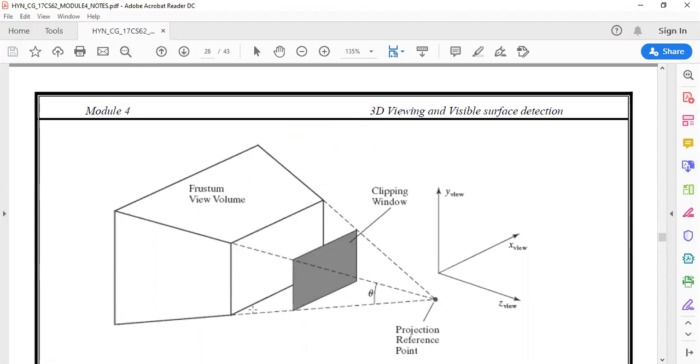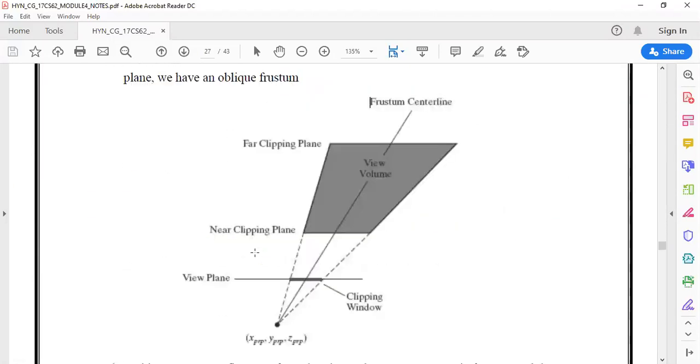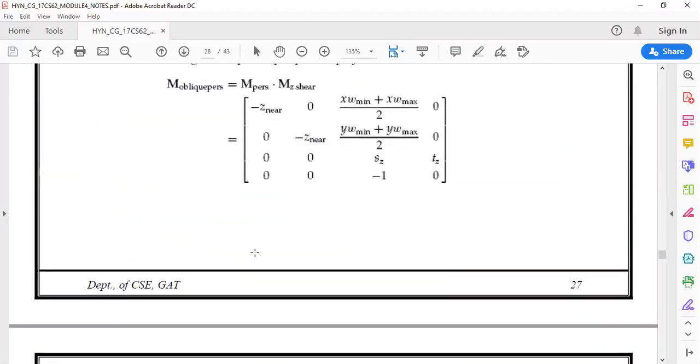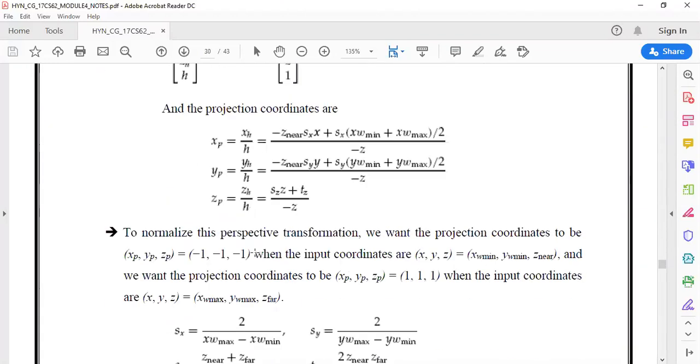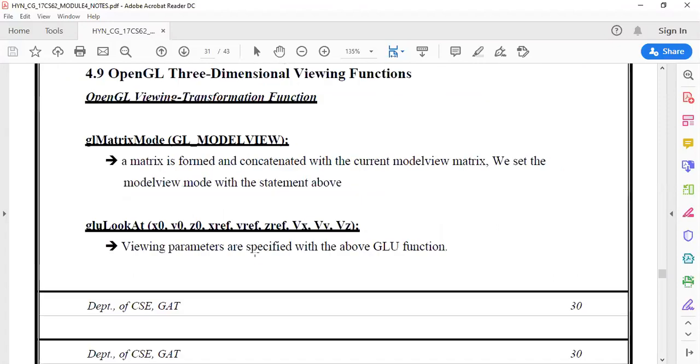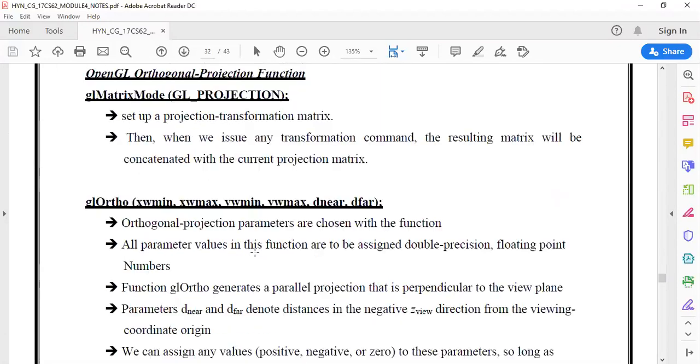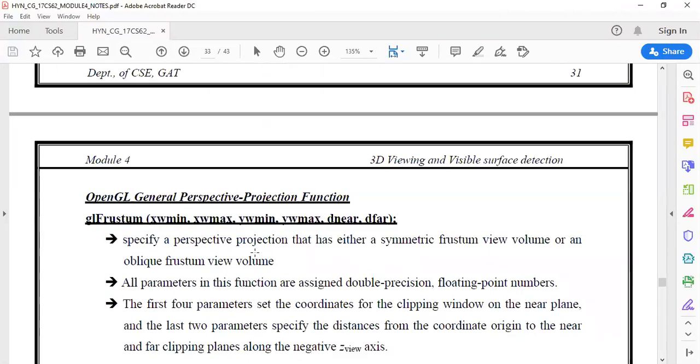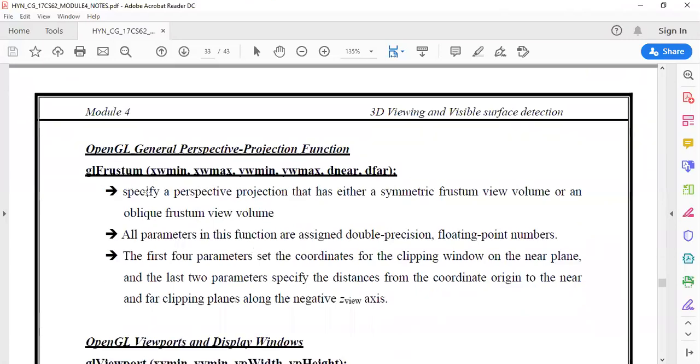If I take my frustum, the frustum also has xw min, yw min, this is my xw max, yw max, and it will have the near clipping plane, and this is the far clipping plane, that is z near and z far. So totally 6 arguments, glFrustum takes 6 arguments. What is a frustum? It is a truncated pyramid for the view volume, so whatever is within that particular view volume we can see.